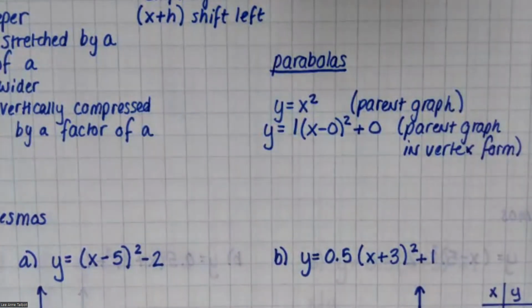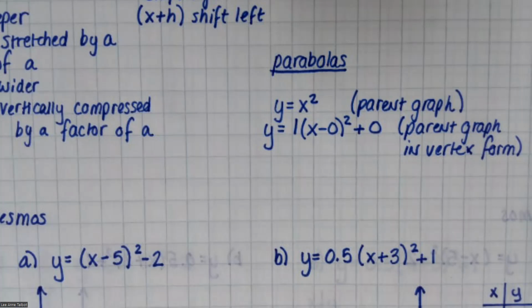Okay, why did I do that? I did that because sometimes you need to have stuff in the box for it to make sense. On this one, it's easier to see the transformations. It's easier to see the vertex is 0, 0.